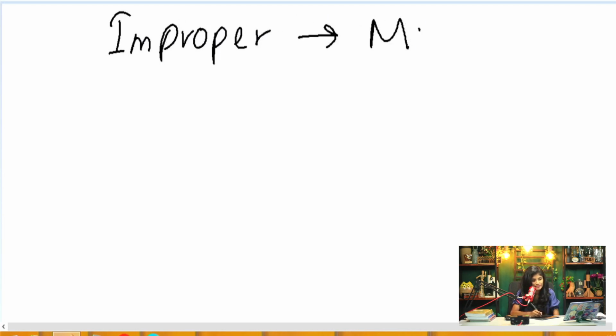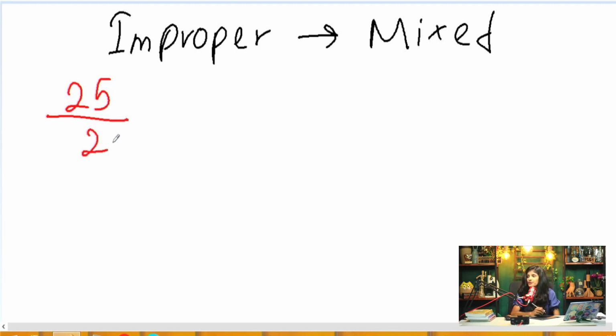Okay, so firstly, I'm going to convert an improper fraction into a mixed number. Improper into mixed. This is really easy. My example is 25 over 2. Now, the numerator is greater than the denominator, so it can't be kept like this. We have to convert that into a mixed number. Very easy. First of all, I'm going to do the basic method.